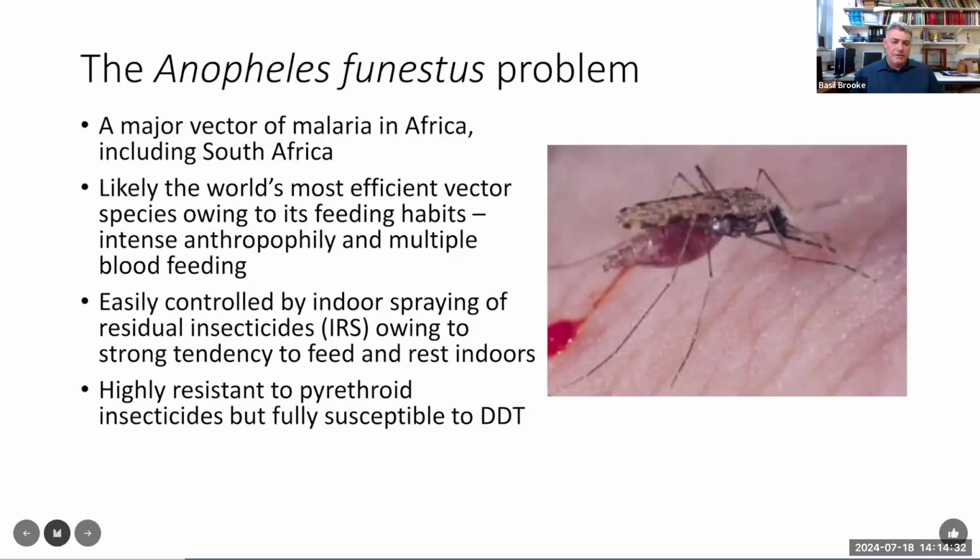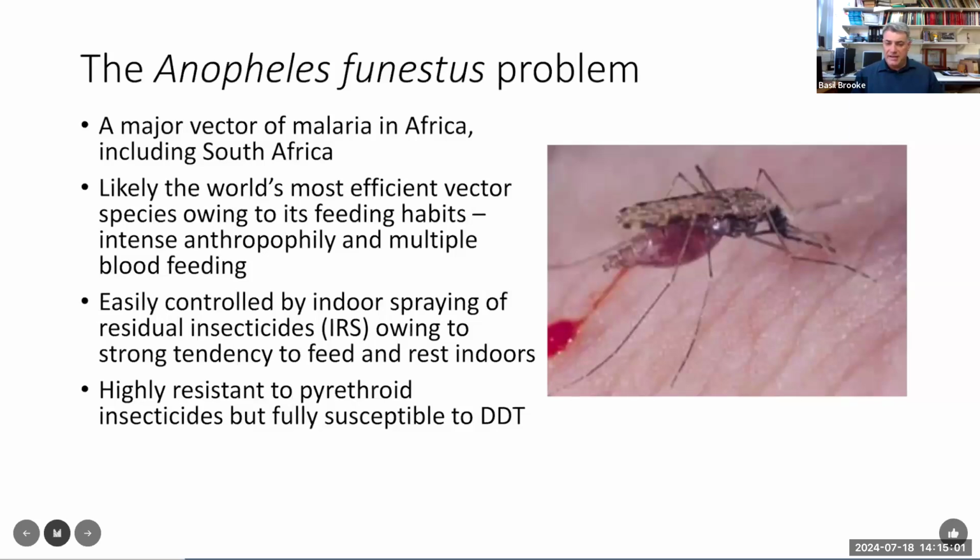And one of the reasons it's so efficient is because it has what we call intense anthropophilia. In other words, it really, really likes feeding on humans. It will occasionally bite domestic animals as well. But these adult females like getting their blood meals from human beings. And what they also do is they have this habit of multiple feeding, which means one infected mosquito can infect several people in one night. And so this mosquito is very good at causing major outbreaks and epidemics.